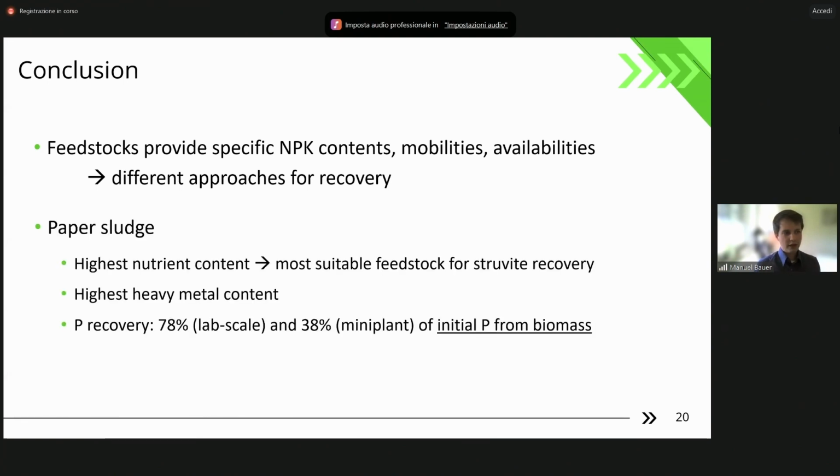If you look at the paper sludge, we had the highest nutrient content, so we think this is the most suitable of the three biomasses we had for our kind of struvite recovery. It has the highest heavy metal content, but this should not be a problem because usually it does not go into solution from our leaching. And then we can reach a P recovery of 78% at lab scale, and in this case 38% in the mini plant, but I already told you there were several problems in the extraction unit and almost none in the precipitation unit. So this is just engineering, just iterations of making it better, and then this will work.